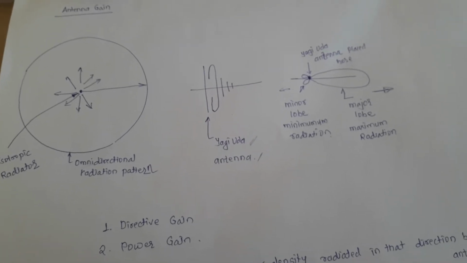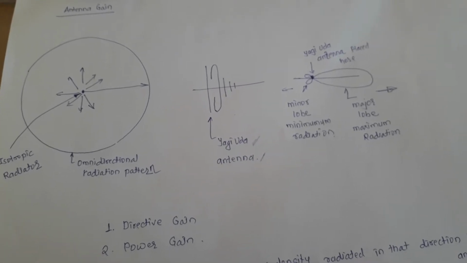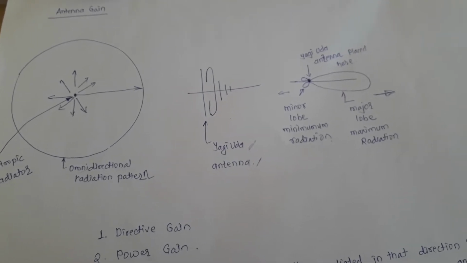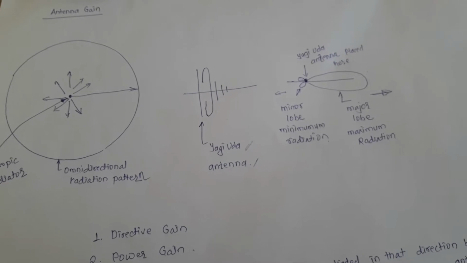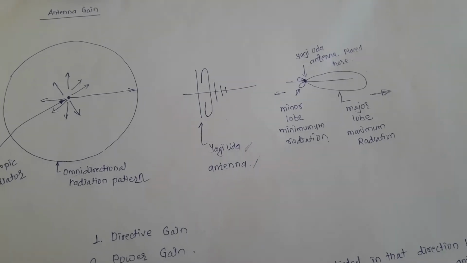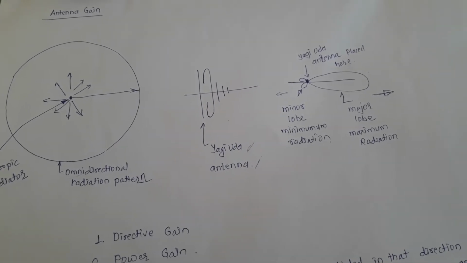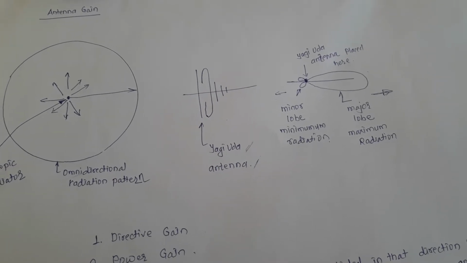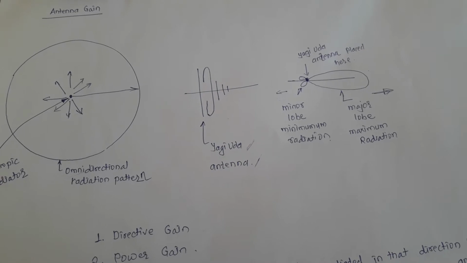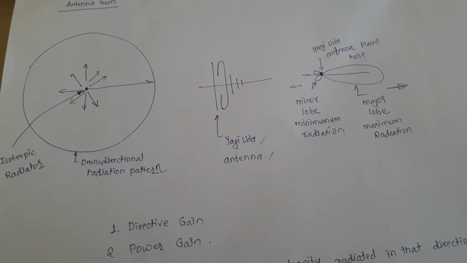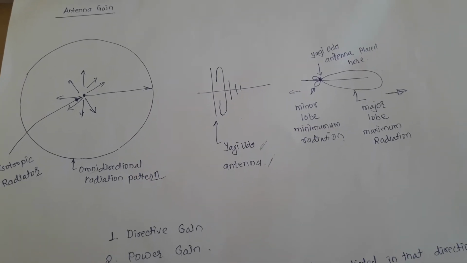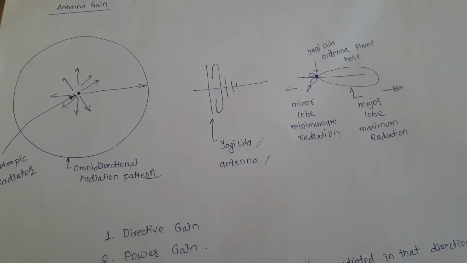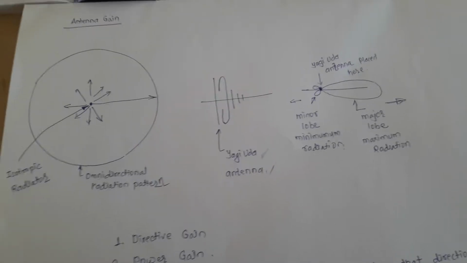So, dear students, in our previous lecture, we discussed antenna gain. The direction in which the radiation of the antenna is more will be decided by the gain. If the radiation is more in a particular direction, we can say that the antenna has maximum gain in that direction. For an isotropic antenna, we said that the gain is uniform in all directions because an isotropic antenna radiates energy equally in all directions.